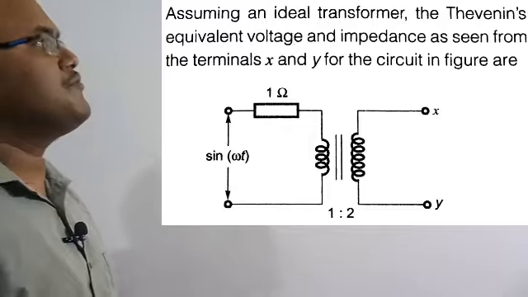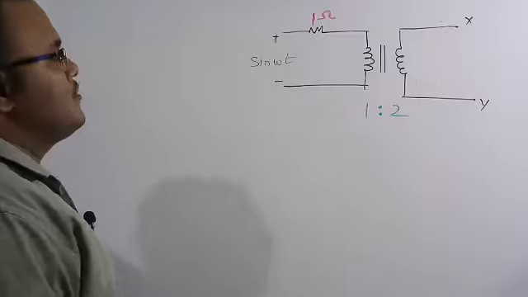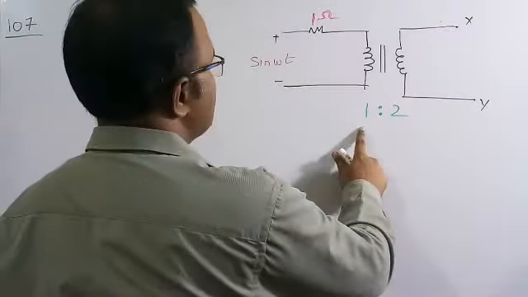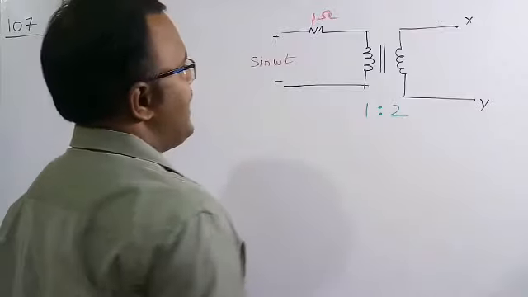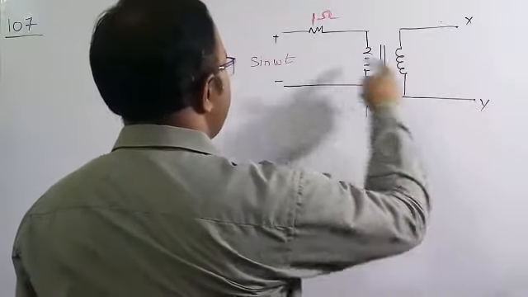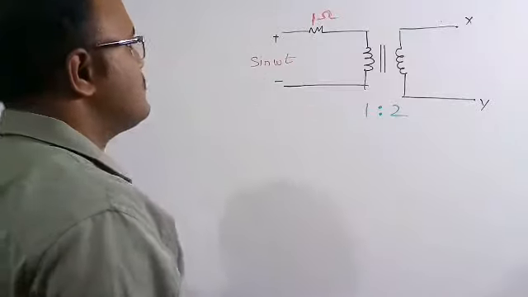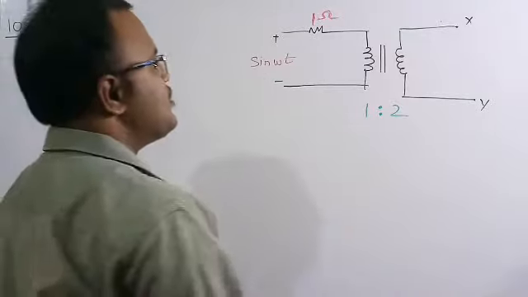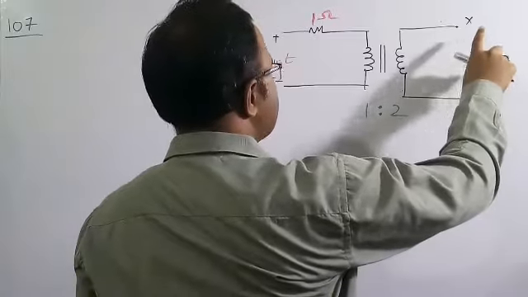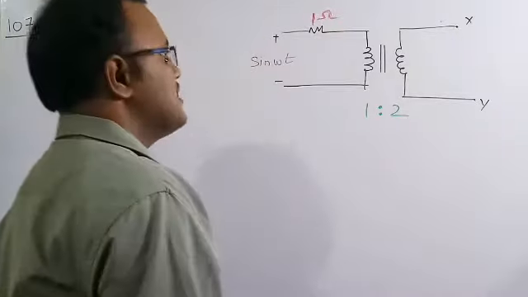This is a very easy numerical. Let's solve it. This is an ideal transformer with a turns ratio of 1:2, and these are the terminals X and Y, and there is a resistance of 1 ohm, and there is a sinusoidal supply source of sin omega t. We need to figure out the Thevenin voltage and the Thevenin impedance across these terminals.